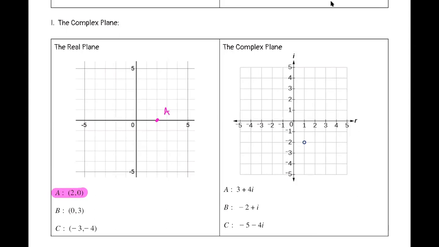And we could do the same thing here where we have B is 0 comma 3. So that's going to be B. And we could have C, which is -3 comma -4. So that would be here, and that would be point C, right? Any questions about graphing those 3 points? Pretty straightforward, I think. All right, so let's try graphing this one.